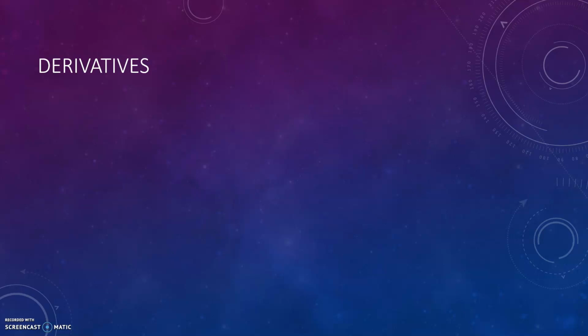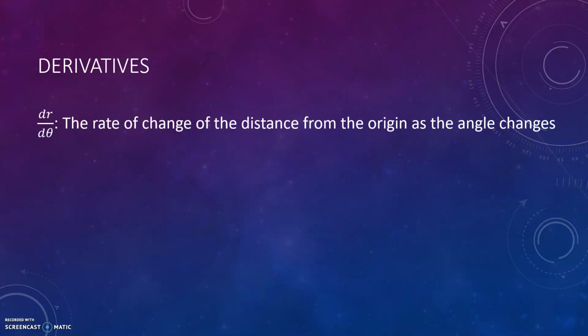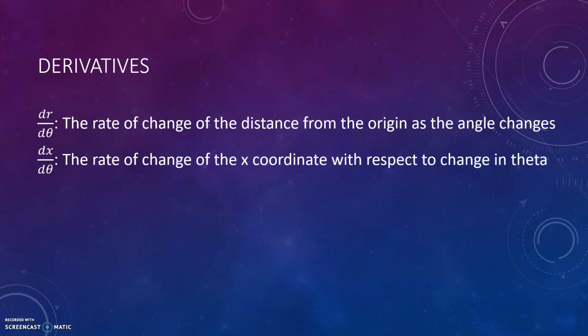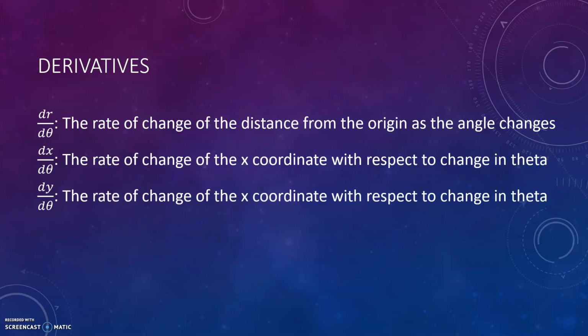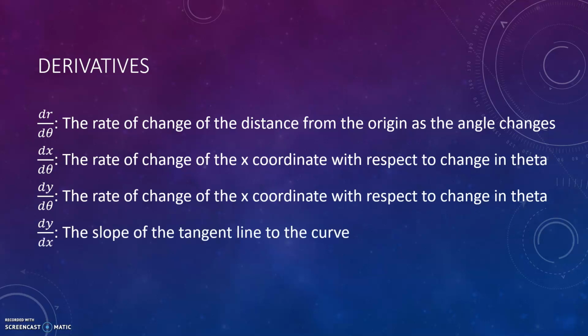So we can also take derivatives of polar curves. We could take a derivative of r with respect to theta, and that's going to tell us the change in distance from the origin as the angle changes. We could take a derivative of x with respect to theta. That's going to tell us the rate of change of the x-coordinate with respect to theta. Same thing for the y-coordinate. And then if we want to get the slope of the tangent line, that has nothing to do with theta. The slope of the tangent line is going to be dy dx.